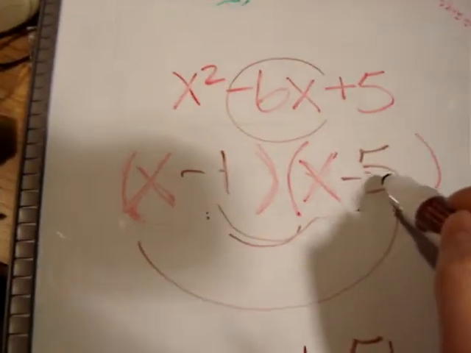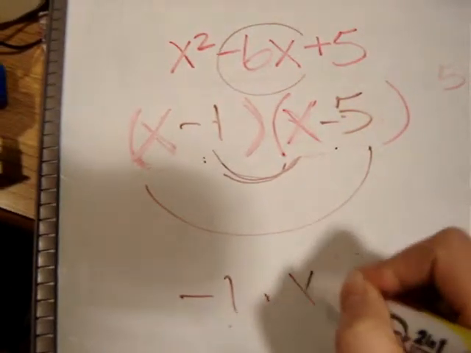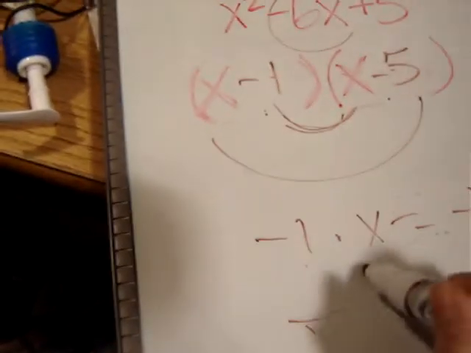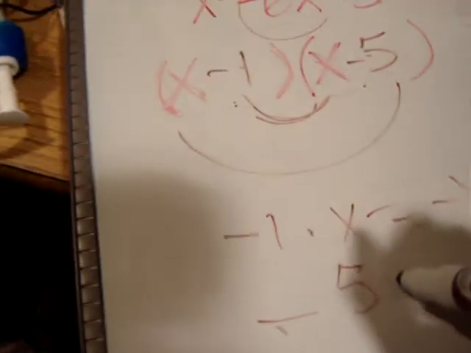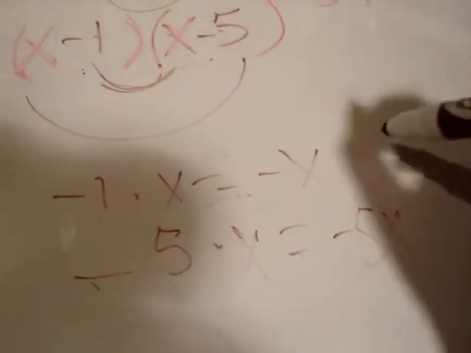Okay, negative 5 times negative 1 equals positive 5, so that's fine. Multiplying the inside together, negative 1 times x equals negative x. On the outside you multiply negative 5 times x is negative 5x. And then when you add those together, you get negative 6x. So that's right. So then you factor it like that, and that's how you factor it.